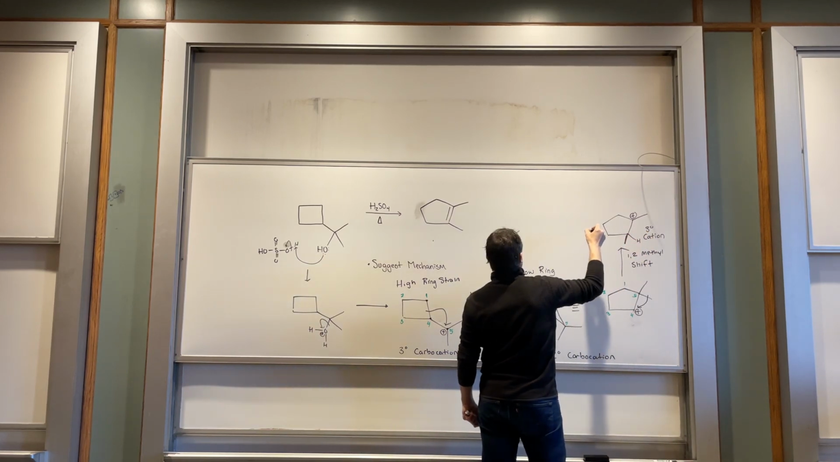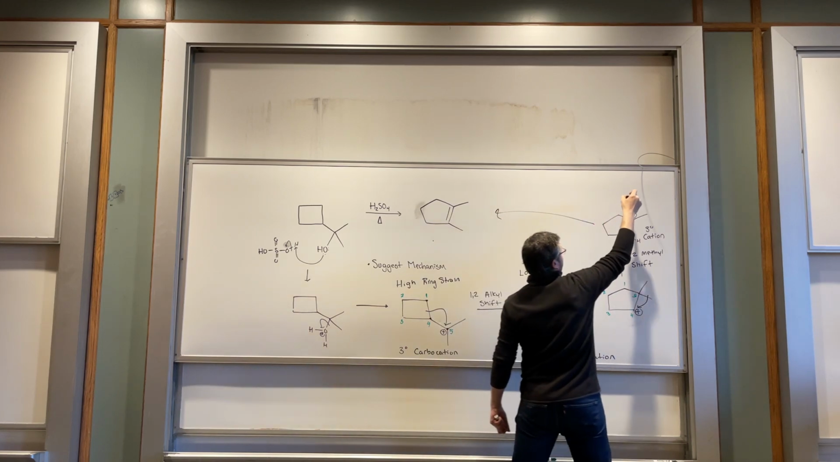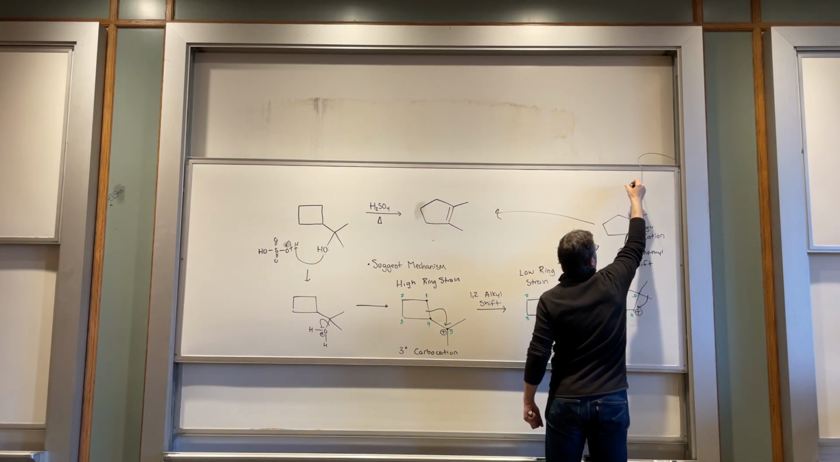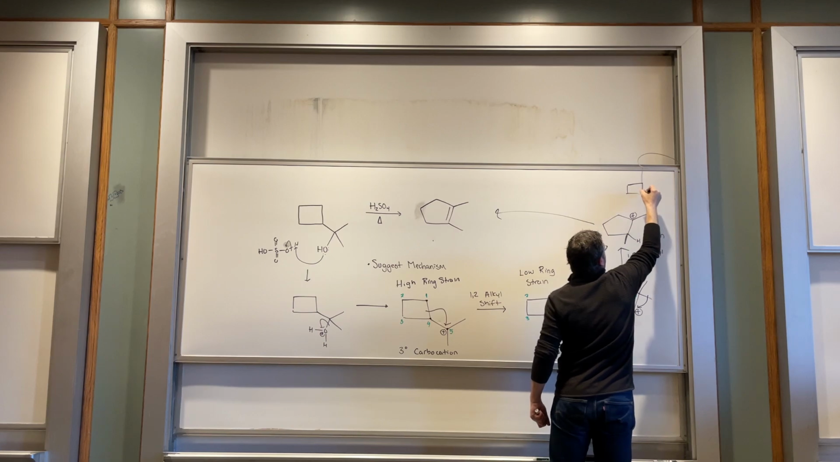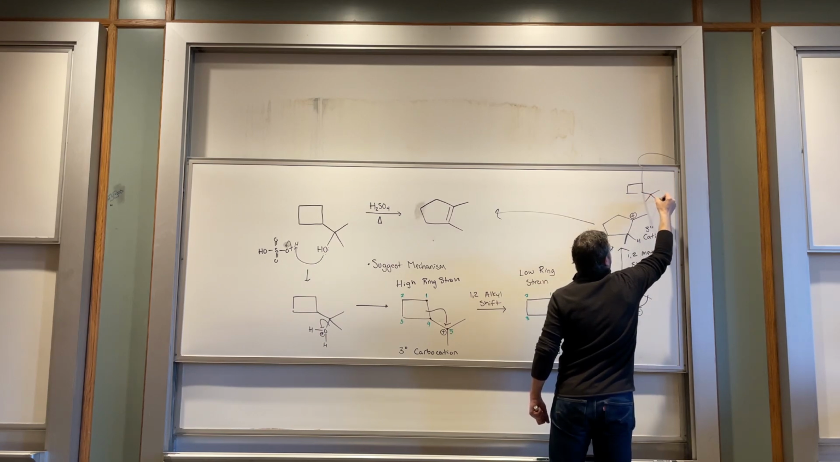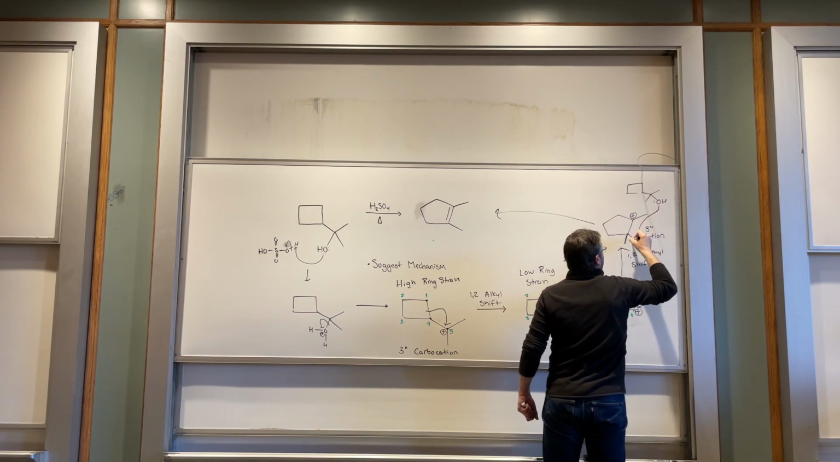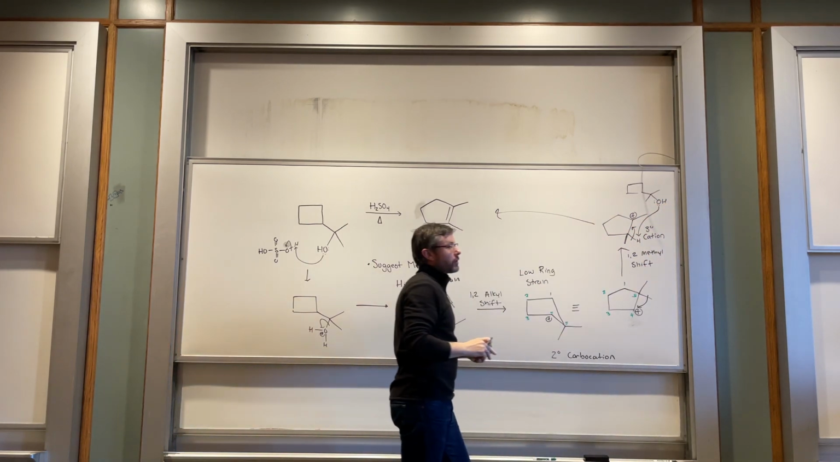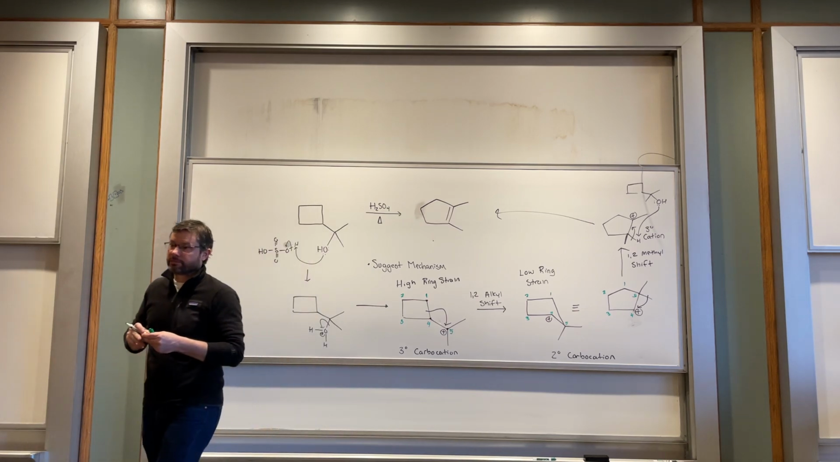And then the last step to get to the product: we will take one of our alcohols that we started with at the beginning and just use that as a base. Remove the proton and form the elimination product.